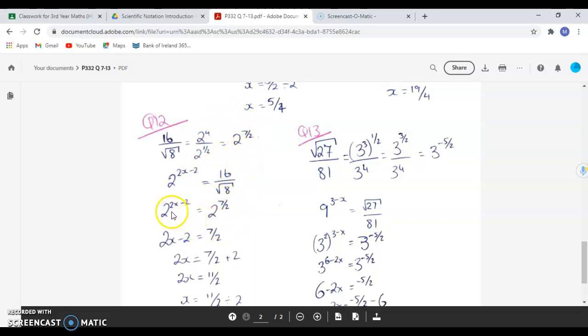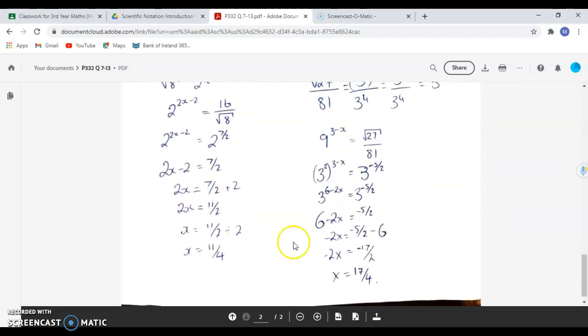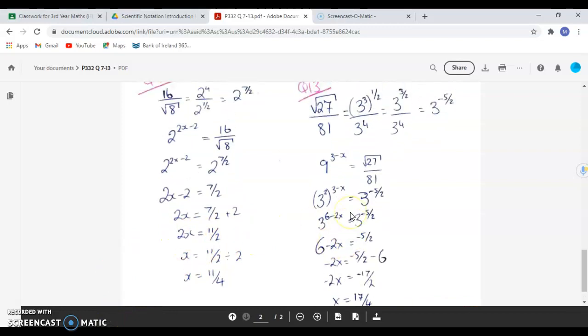All right. Now we have the same 2 to the power of something, 2 to the power of something. Circle, circle, put them equal and solve. So that becomes plus when you bring it over there. So you get 2 to the x is equal to 11 over 2. The 2 comes over and divides, you get 11 over 4.